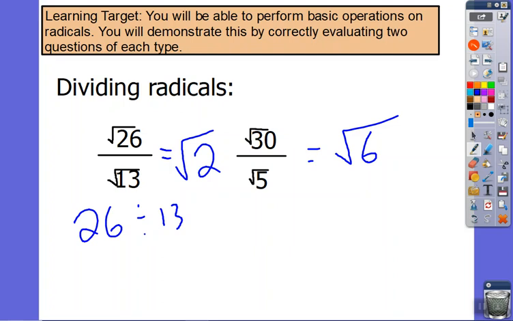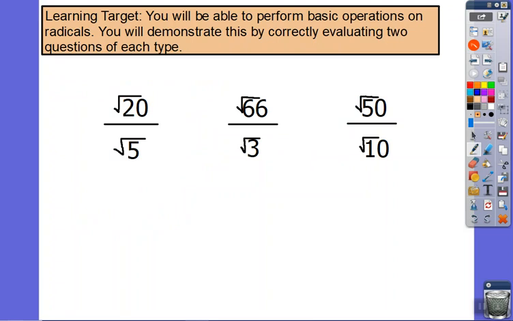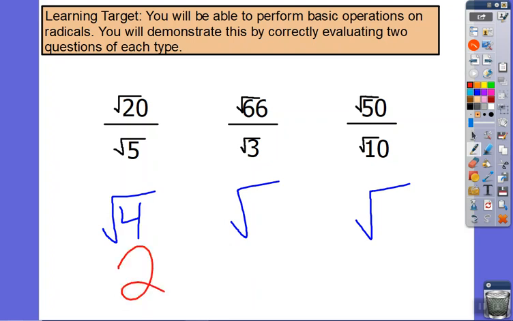Square root of 6 cannot be simplified. So here are our next quick four. Square root of 20 divided by square root of 5 is 4. And that is a perfect square, so I'm just going to go ahead and do that. That's 2 times 2. Square root of 66 divided by 3 is 22, and that is simplified. Square root of 50 divided by square root of 10, I divide, and that is 5.